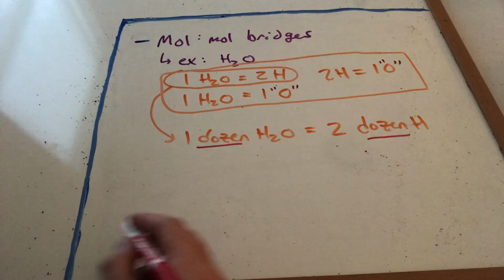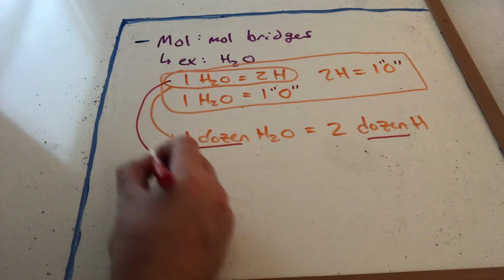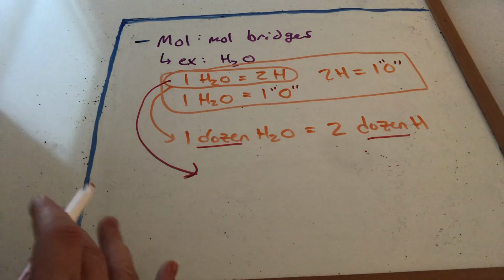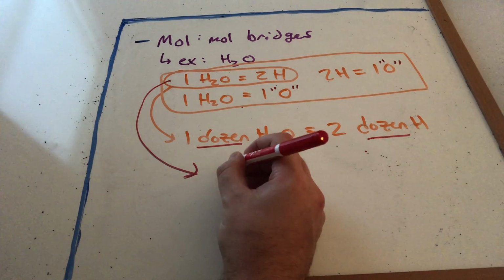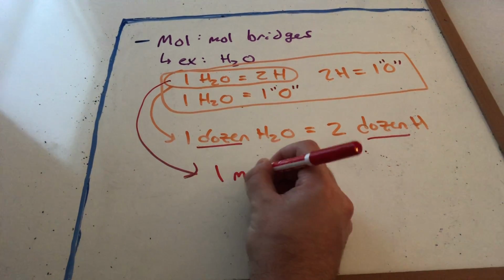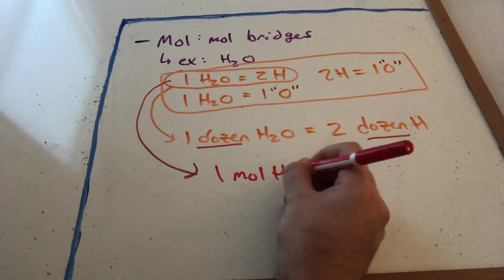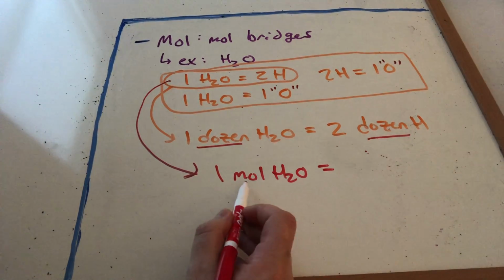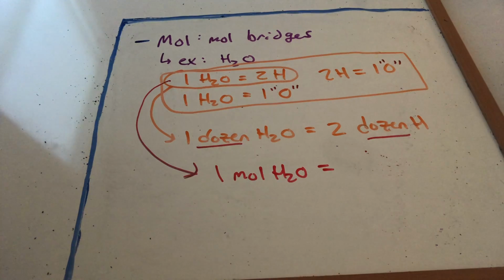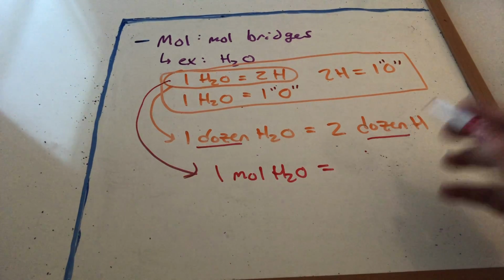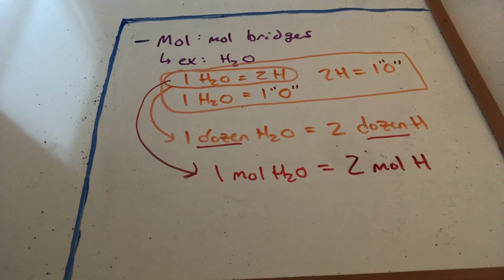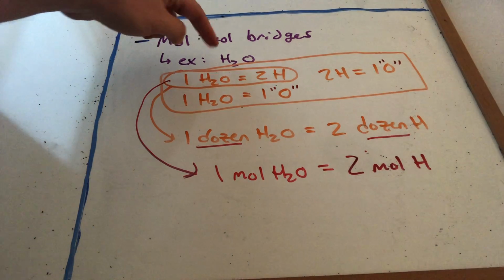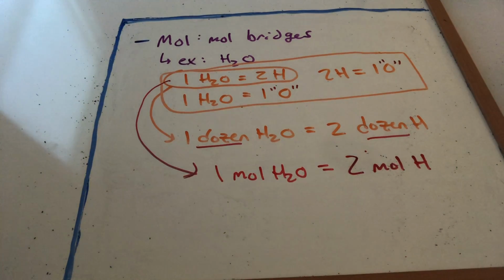Any one of these equalities, and let's just keep focusing on this one here, we can build what are known as mole-to-mole bridges. We can build mole-to-mole equalities, all right? If I have 1 mole of H2O, which is just a grouping like a dozen waters, how many moles of H do I have? 2 moles of H. So now we can look at chemical formulas and see these mole-to-mole relationships.